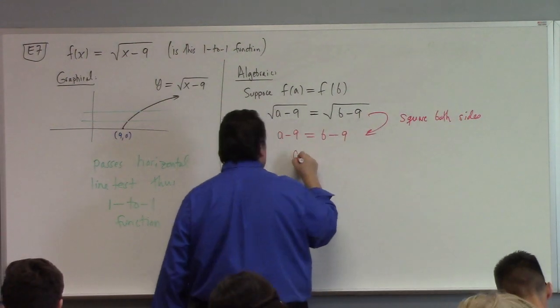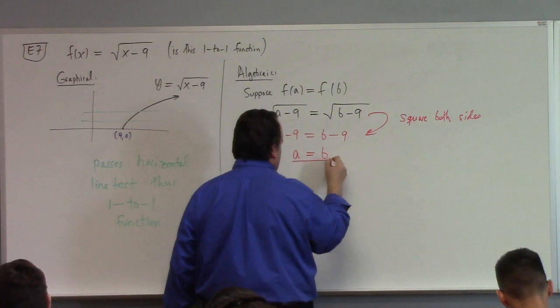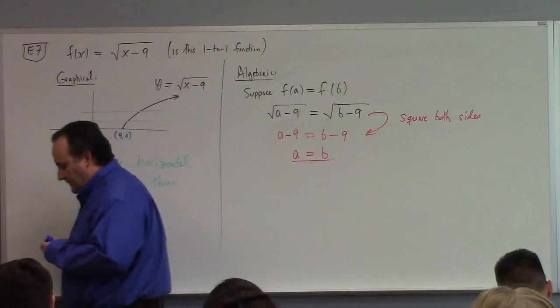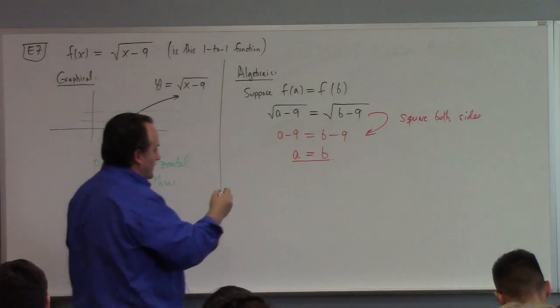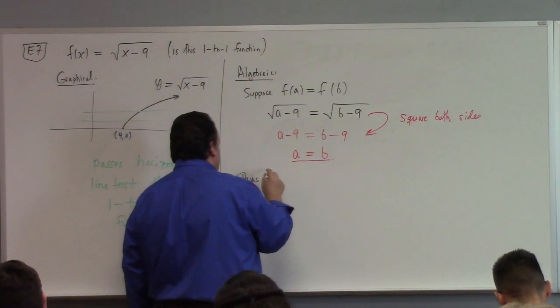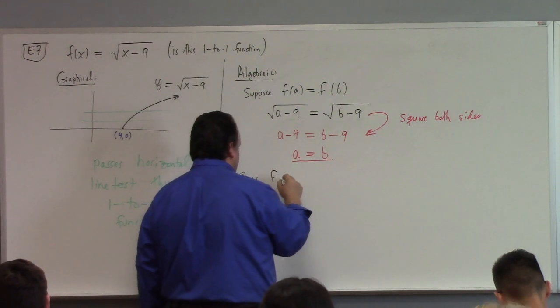And thus a is equal to b. So, yep. If you can say f of a equals f of b implies a equals b for arbitrary a and b in your domain, then it's a one-to-one function. So thus f is one-to-one. And what's the good of a function being one-to-one?